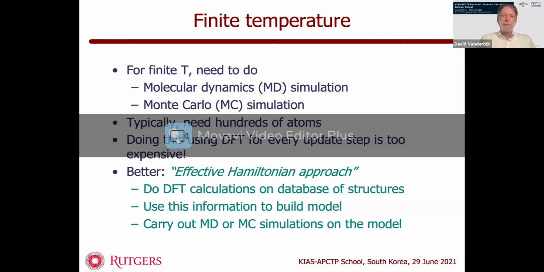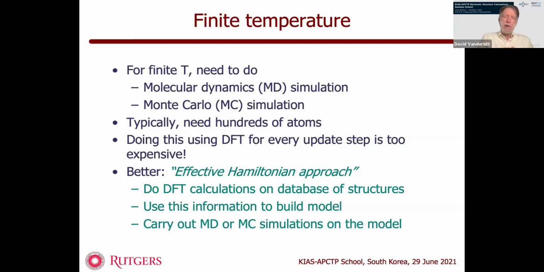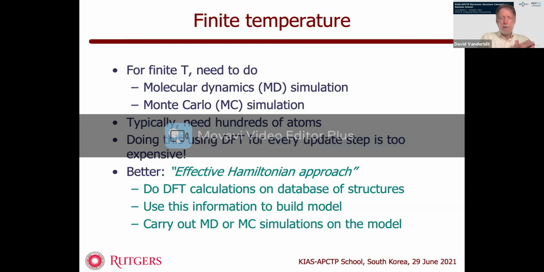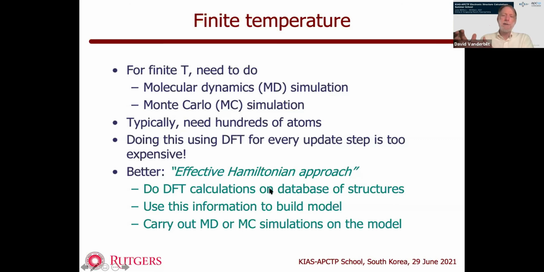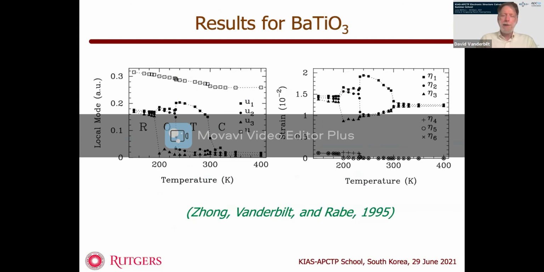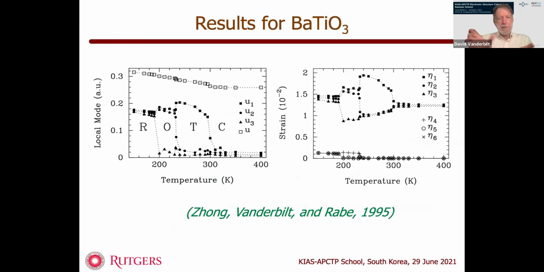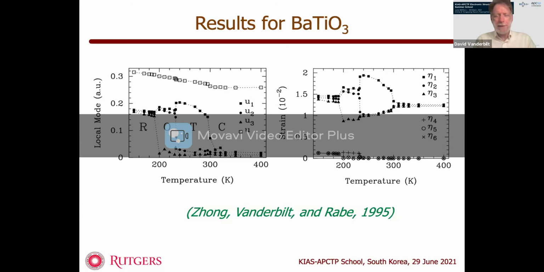So what we did was a two-stage approach where we calculate energies and forces on a database of tens or 20 or 30 different distorted structures. From those DFT results, we build a model that's called an effective Hamiltonian, and then we do Monte Carlo or molecular dynamics simulations on that effective Hamiltonian model. The effective Hamiltonian is basically a classical simulation in which the degrees of freedom have to do with sublattice displacements of atoms in a way that represents a polar phonon mode. So I decided not to include a detailed discussion of this in the talk. I can talk more about it in the questions if you like.